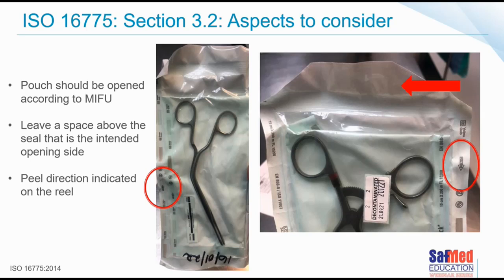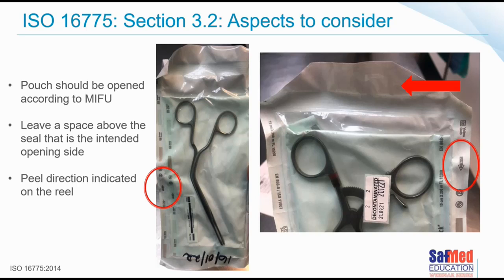The pouch should be opened according to the manufacturer's instructions for use. We need to leave a space above the seal that is intended to be the opening side. So of course, if we're making that the opening side, that is the side that the grips or the handles of the device must face for aseptic presentation. But another important component is the peel direction.